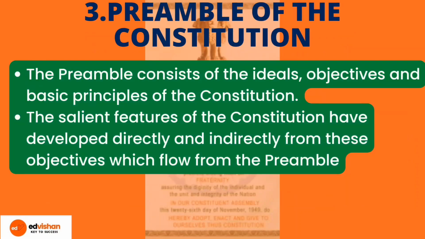Number 3. Preamble of the Constitution. The preamble consists of the ideals, objectives and basic principles of the Constitution. The salient features of the Constitution have developed directly and indirectly from these objectives which flow from the preamble.